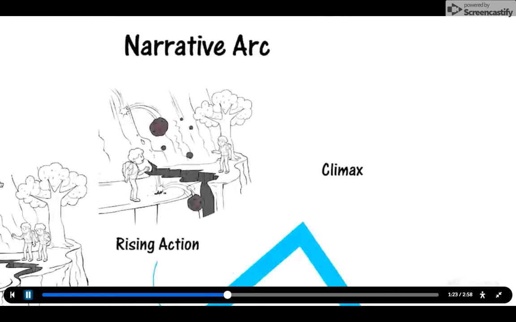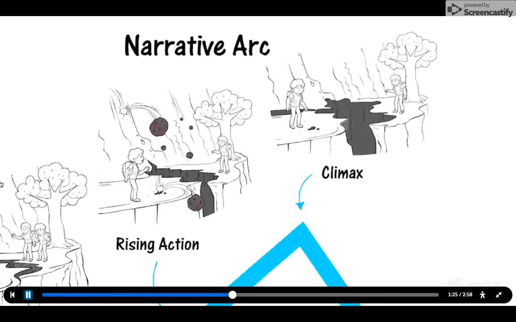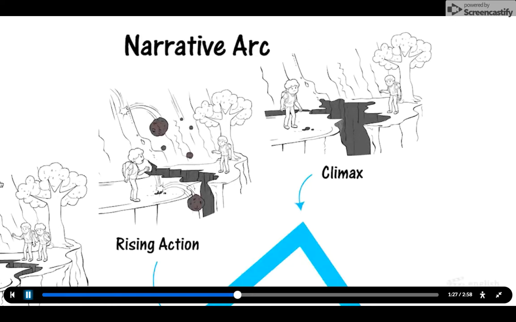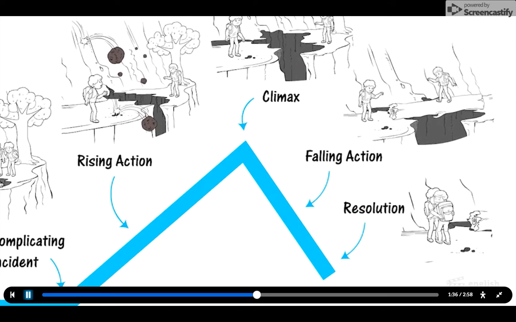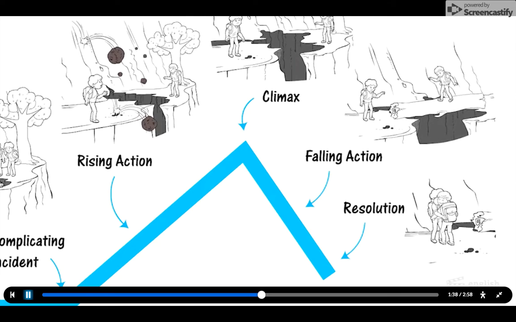The climax is the point of highest action. All of the events lead to the climax. It should be the most exciting part of the story. Finally, the falling action and resolution are the narrative's conclusion. Look for places where the writer wraps the story up.